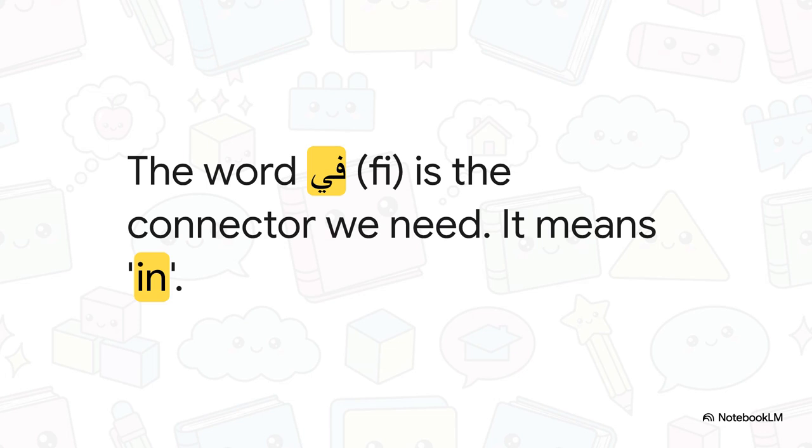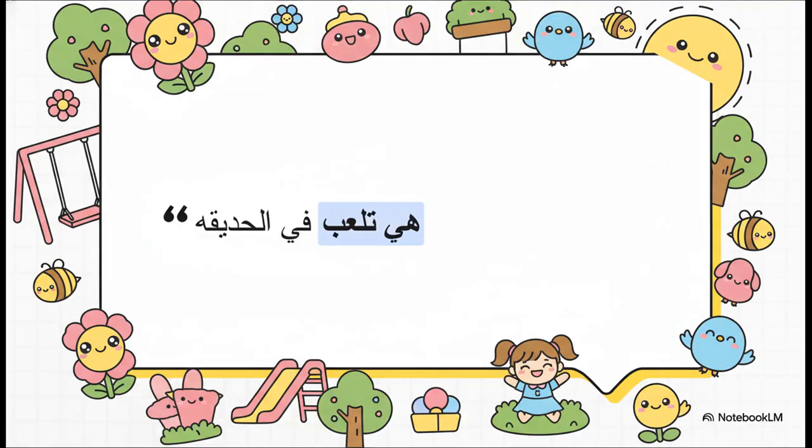We need a small connector word to place her in a location. That super important little word is fi, and it's pronounced exactly like it looks. Fi. It means in. You can think of this word as the glue for our sentence. And here it is, our finished sentence. Let's put it all together. هي تلعب في الحديقة. She is playing in the garden. Fantastic. You have just described a whole scene in a brand new language.